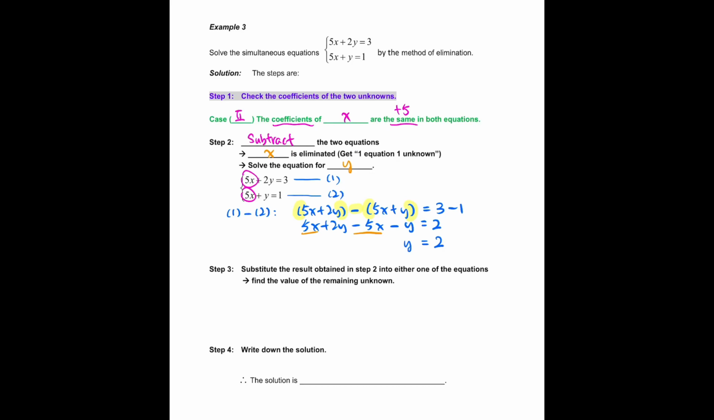After we find the value of y, we can substitute y equals 2 into, say, equation 2, which is easier to use. We will have 5x plus y equals 1. So you will have 5x equals negative 1, and x equals negative 1 over 5. And finally, the solution of these equations is x equals negative 1 over 5 and y equals 2.